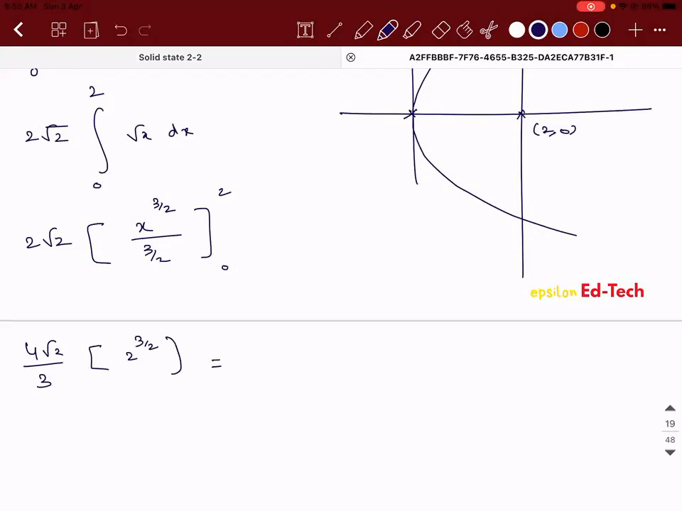So 2 power 3 by 2, I can write it as 4 root 2 by 3 into 2 cube, or else I can write it as 2 into root 2. So root 2 into root 2 is going to give us 2. So 4 into 2 is 8. 8 into 2 is 16.